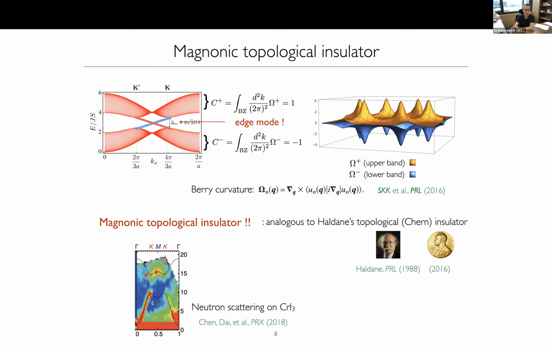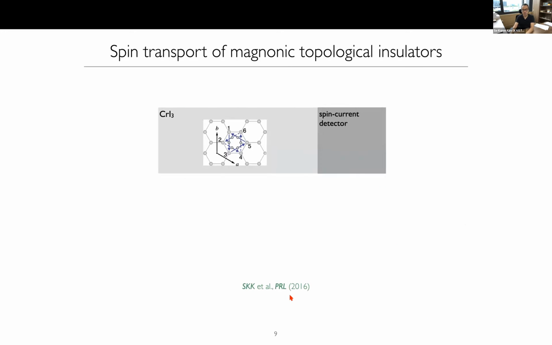However, this neutron scattering does not tell us anything about topology, does not show us the Berry curvature. These are just the excitation spectrum. How can you see the Berry curvature? So we can see it by performing transport measurement. CrI3 is an electric insulator, so we cannot perform charge transport measurement, but we can perform spin and heat transport. So we propose the following experiment.